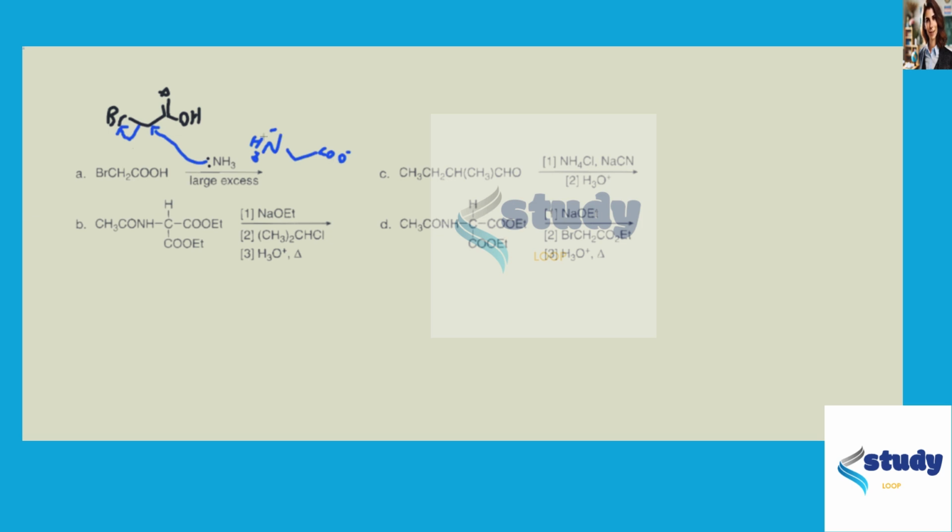Next, what can happen in B is, just like in problem 6 that we did before, after step 1, this is a strong base, so the ethoxide is going to deprotonate the alpha proton, making a carbanion, at which point the carbanion can do an SN2 attack to kick off this leaving group, being right here.